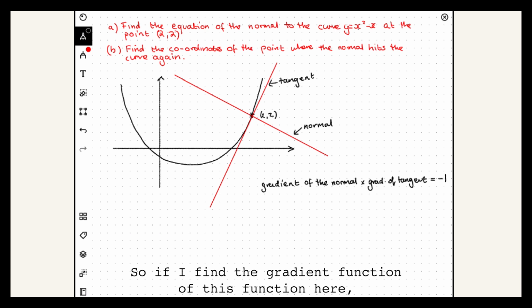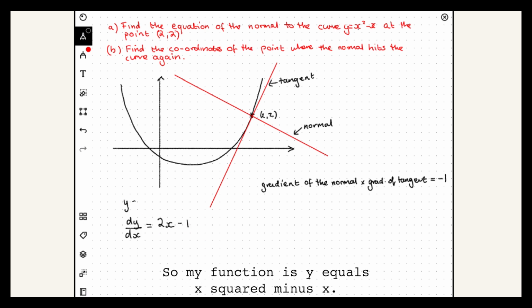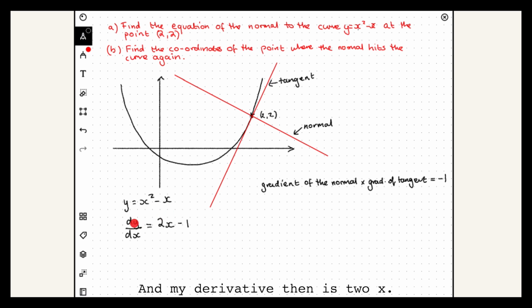So if I find the gradient function of this function here, I do that by finding the derivative, which is 2x minus 1. So my function is y equals x squared minus x, and my derivative then is 2x, take down the power, take 1 away from the power, minus 1. And I know that this then describes the gradient, the steepness, at every point along this curve.